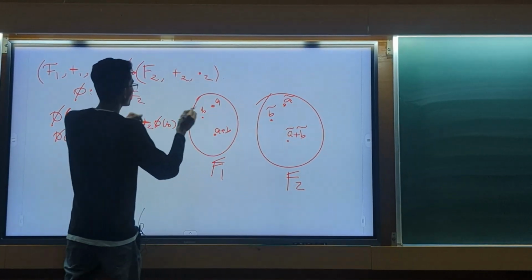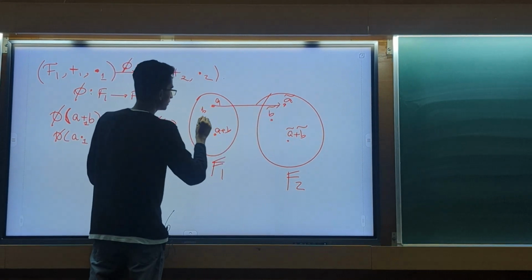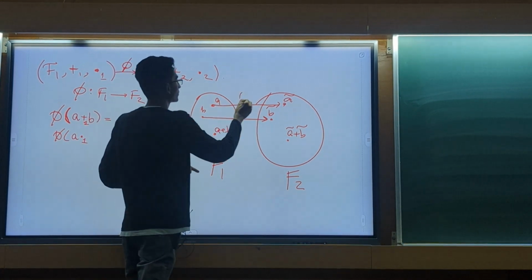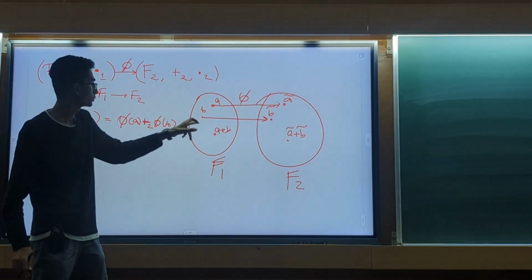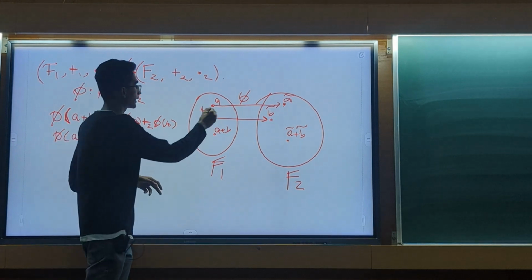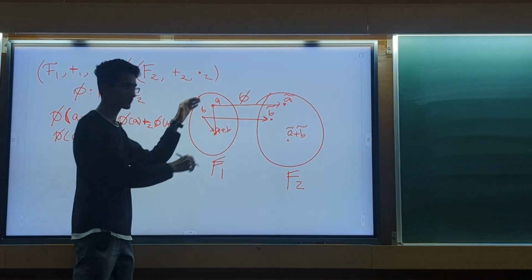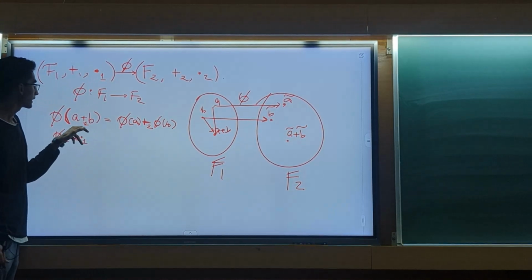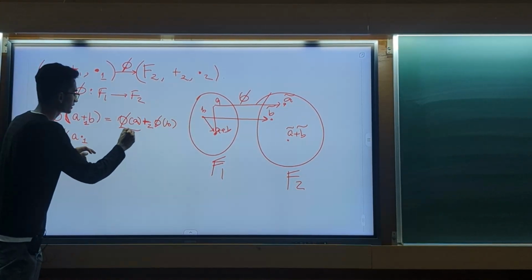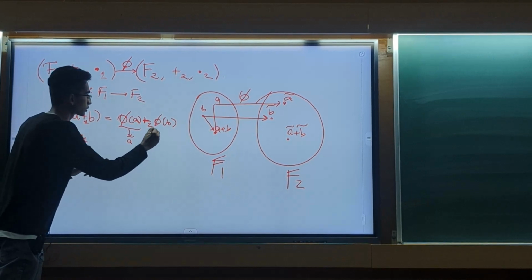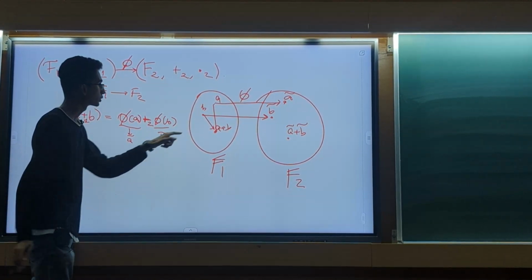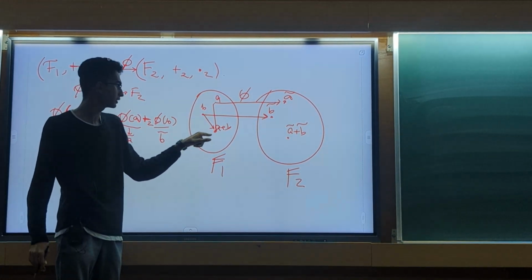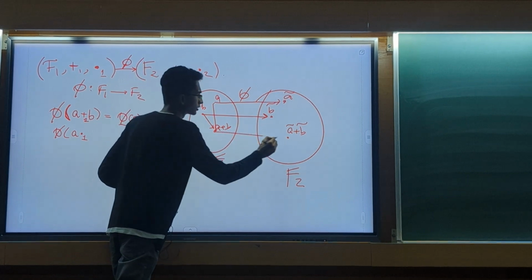Now I have this bijection phi. A goes to A tilde. Well, basically that's what the tildes are. So my phi takes A to A tilde, B to B tilde. A plus B is taken from A plus A and B. What this equation is telling us is that if A plus B is this element, then phi must also take this to this.